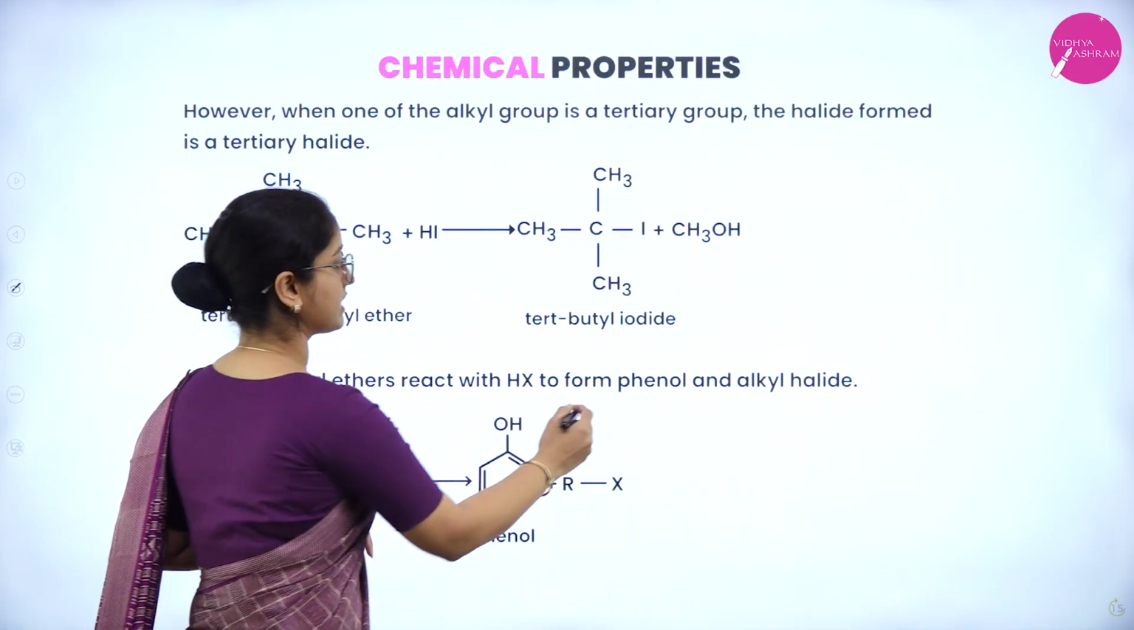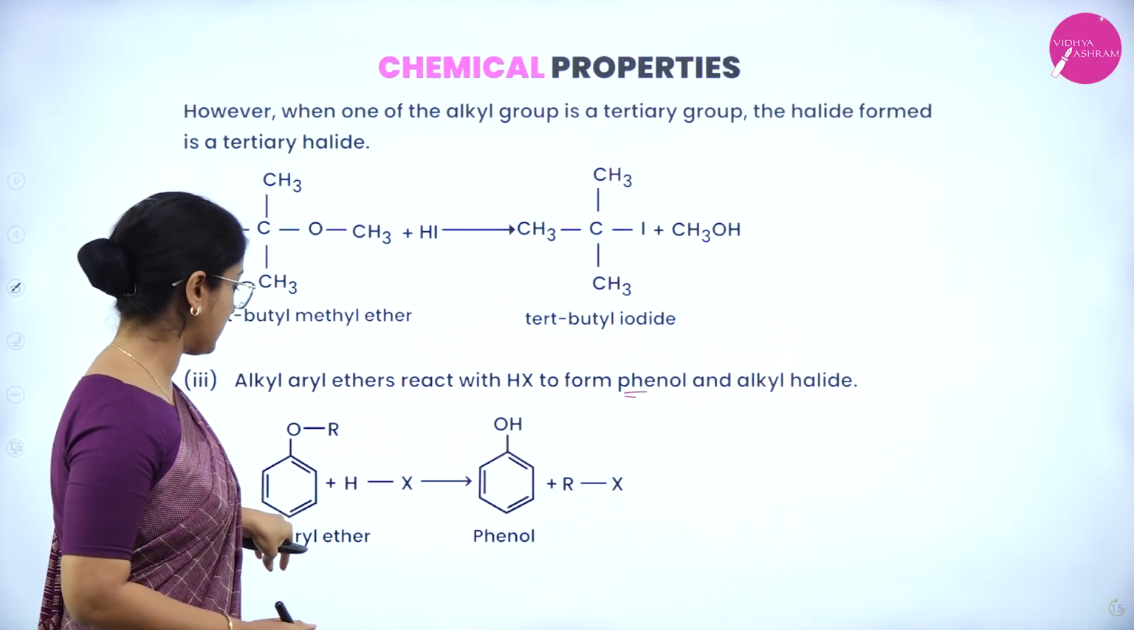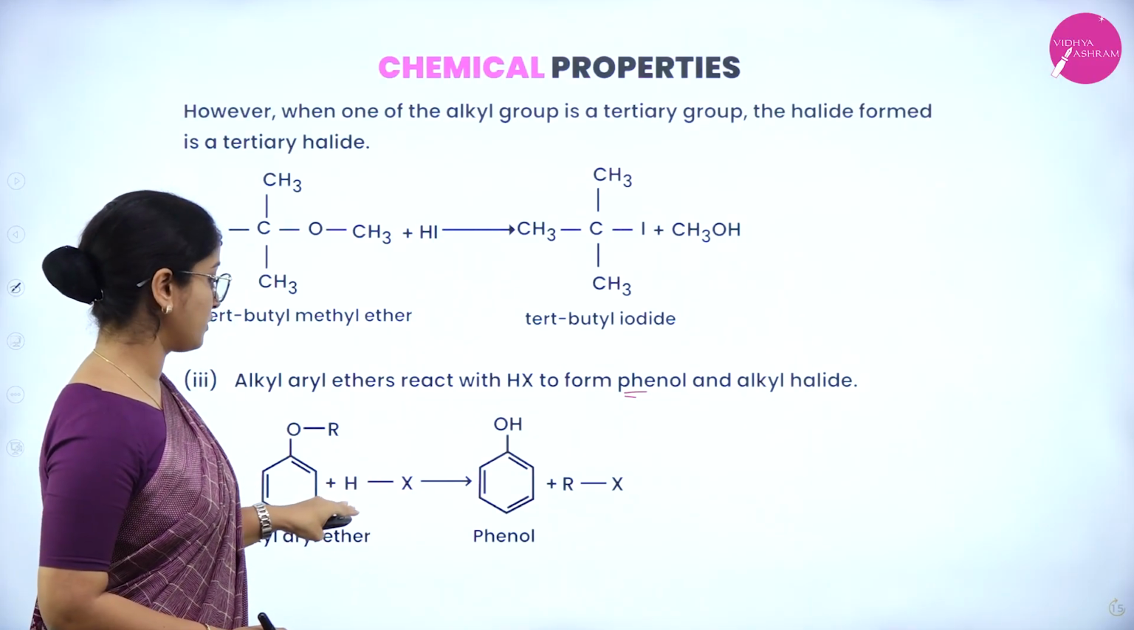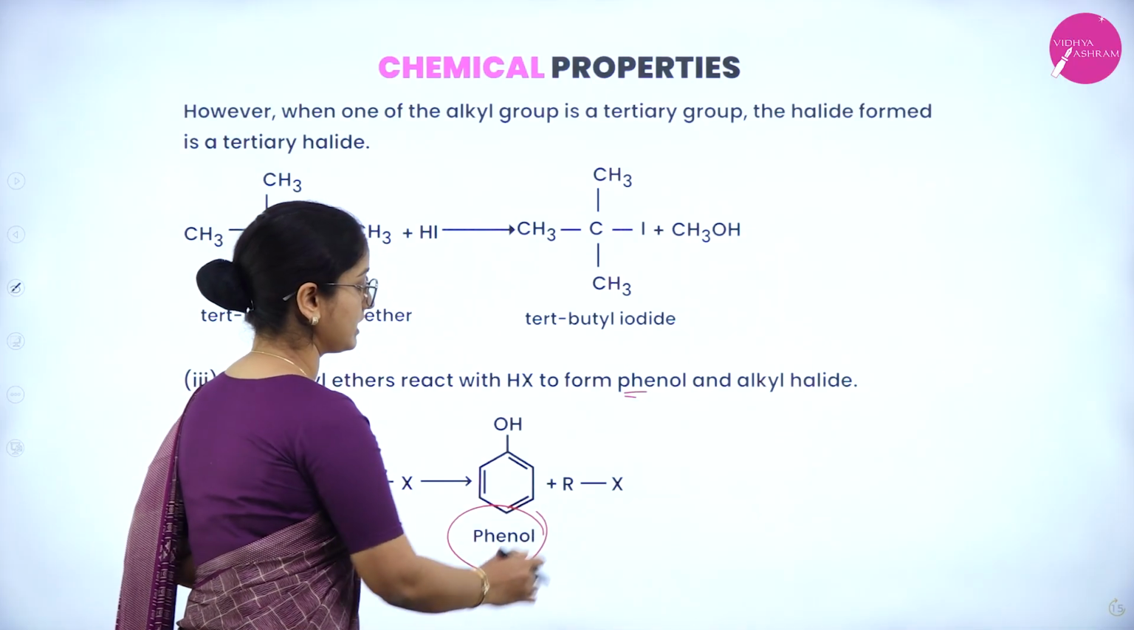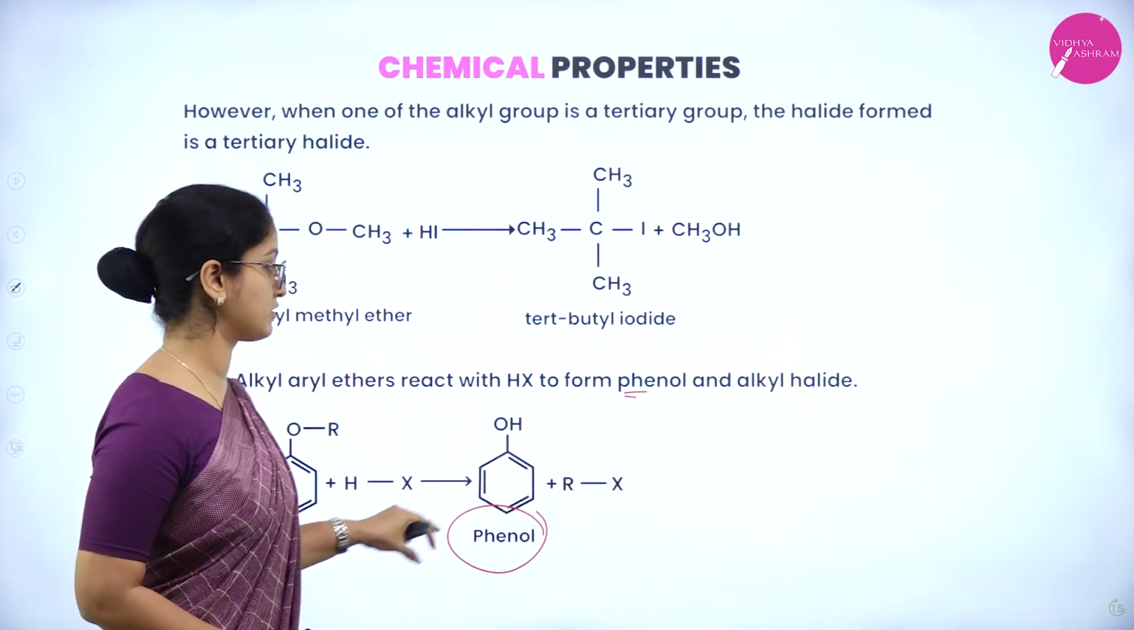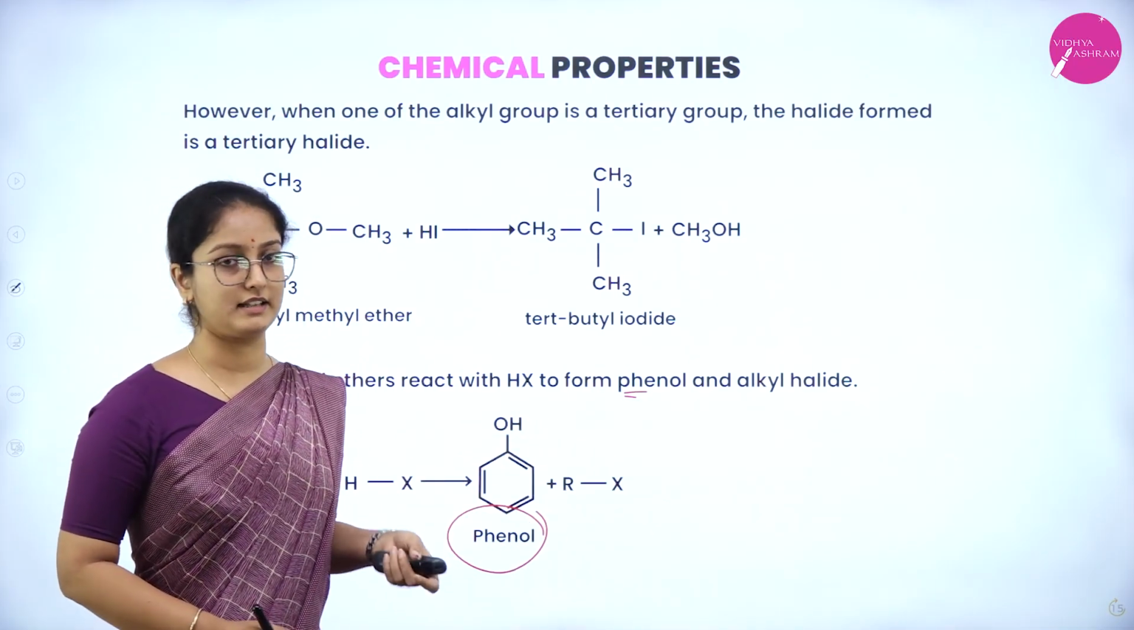Next, alkyl aryl ethers react with hydrogen halide to form phenol and alkyl halide. So the product that we get here is phenol. That is alkyl aryl ether reacting with hydrogen halide. It is going to give phenol along with the alkyl halide. It's a mixture of phenol and alkyl halide.